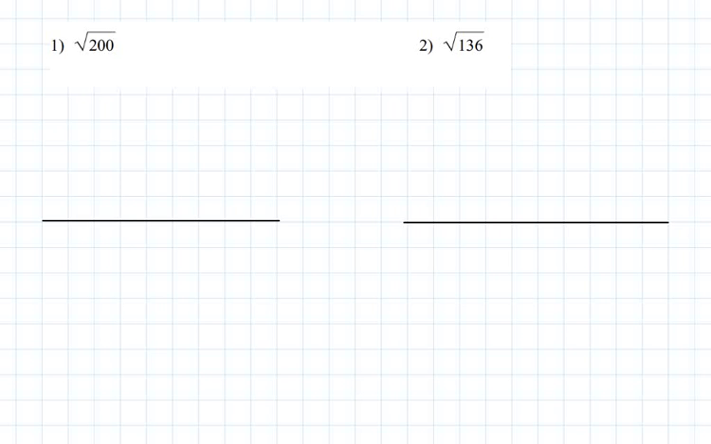Hello class, so we are going to be looking at approximating the square roots of numbers that are not perfect. So we have 200 here. 200 is not a perfect square and 136 is also not a perfect square. So you really can't find a square root for this number that is a rational number. So this is going to be an irrational number here. So how do you approximate it?